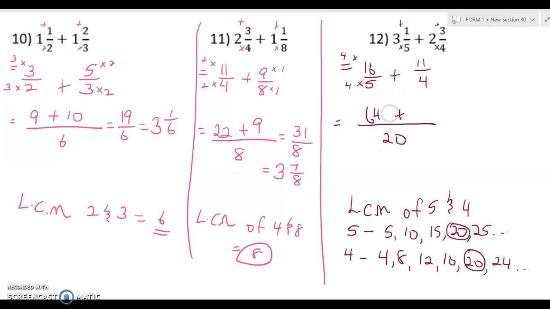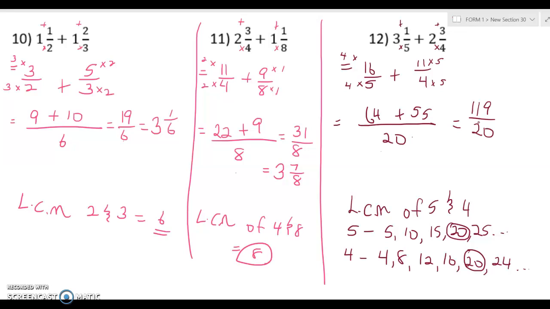So 4 times what number gives me the 20 down here? 4 times 5. And I'm going to say 11 times 5. So you're going to get 11 times 5, which is 55. So you're going to get a big number for this one, right? So 64 plus 55. When we add that, we're going to get 119 over 20.